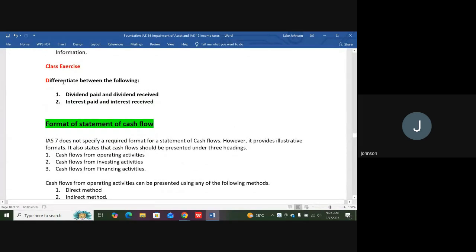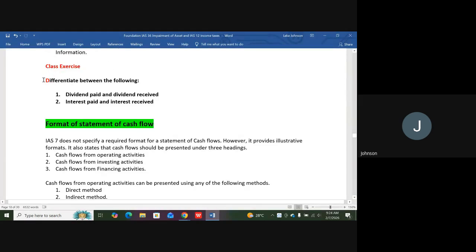So let's quickly do a class exercise, because we don't want to assume that you know it. I think we've done this already, to differentiate between... So this is what you're going to do now. Quickly differentiate between the following: dividend paid, dividend received, interest paid, interest received. So let's quickly do this now. In the next 2 minutes, let's quickly do this.